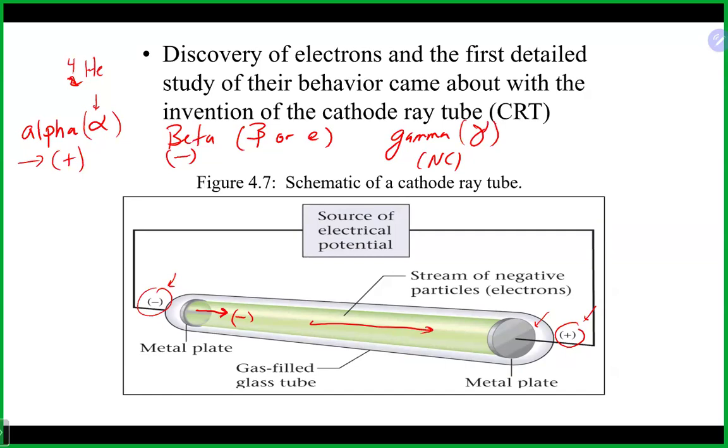Here again with the cathode ray tube, we've got these charged plates. It allows certain charged particles, like electrons that are negatively charged, to move, and you can follow what's going on with them.